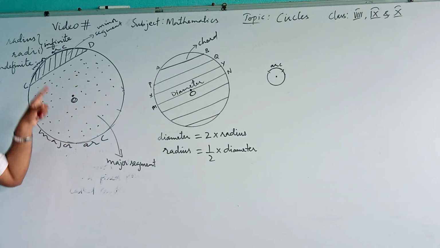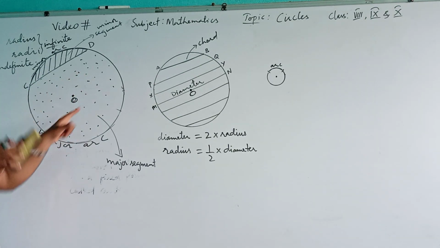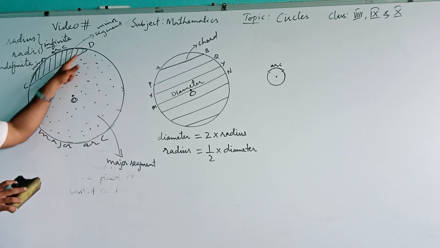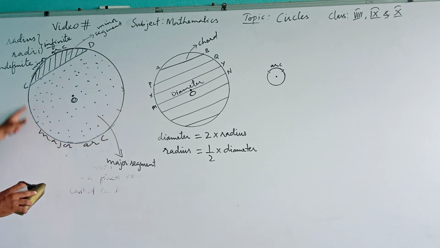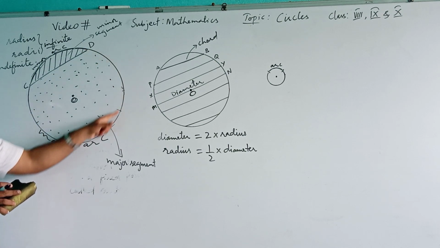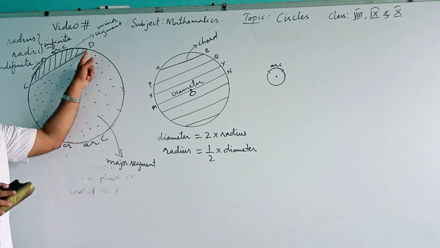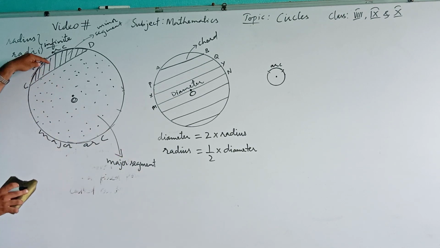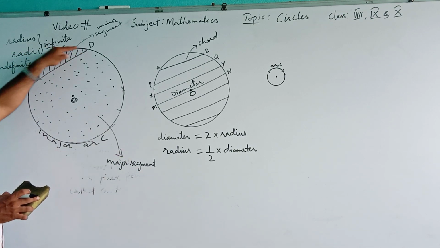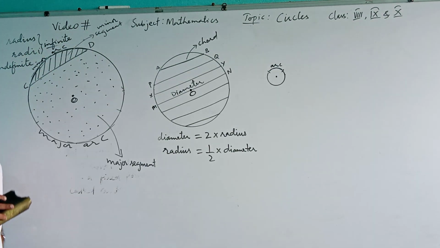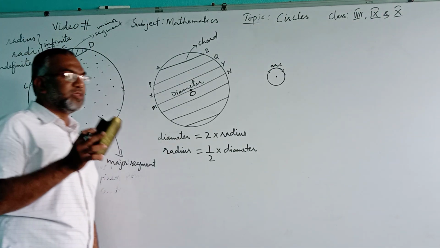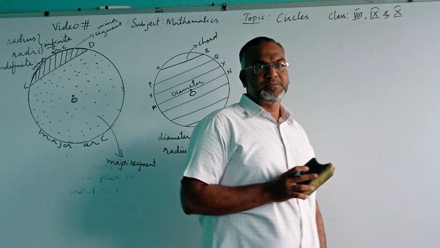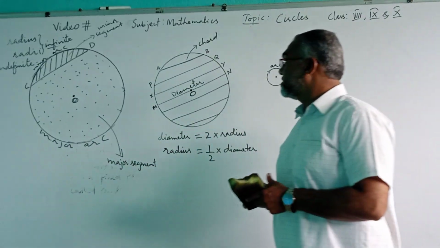The region bounded by a chord and the major arc. This arc is major. This region is called the major segment. And the segment which is bounded by a chord and the minor arc is called the minor segment. This is very important. You have to remember it. Right? Okay.